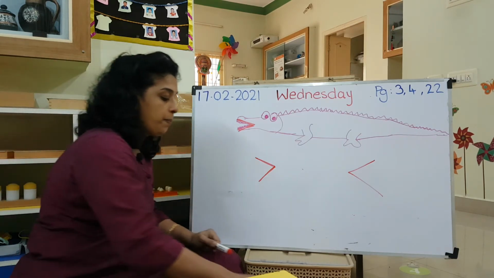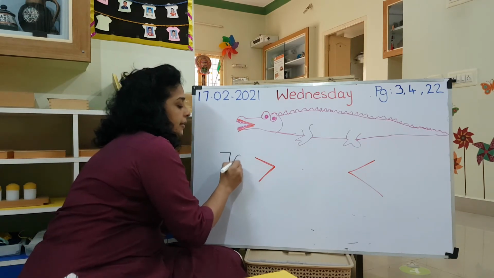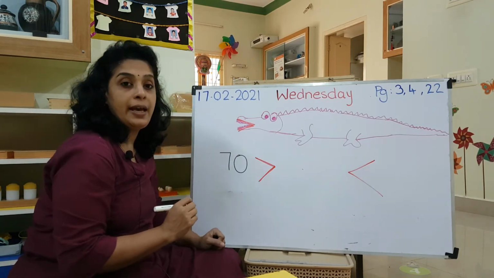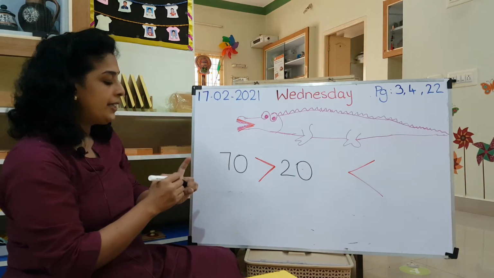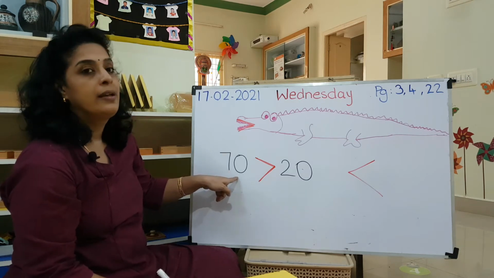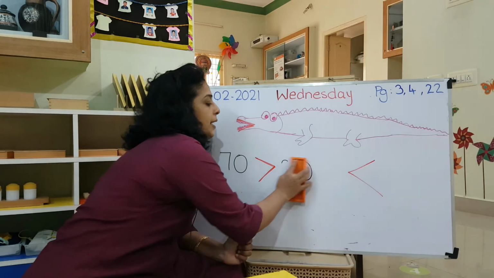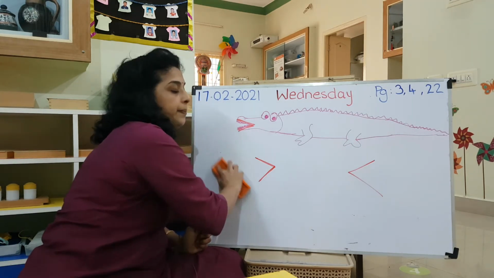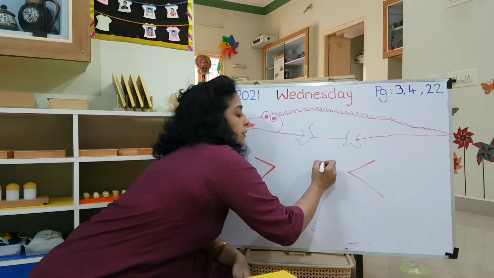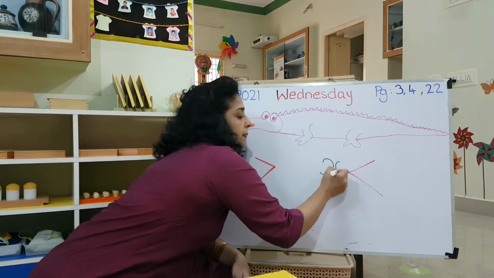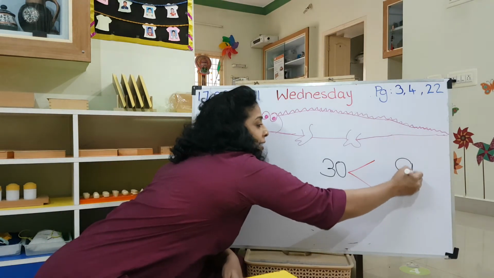I'll give you an example now. Take a look. 70 is greater than 20. Read it. 70 is greater than 20. Now we'll try with the other symbol. 30 is lesser than 90.